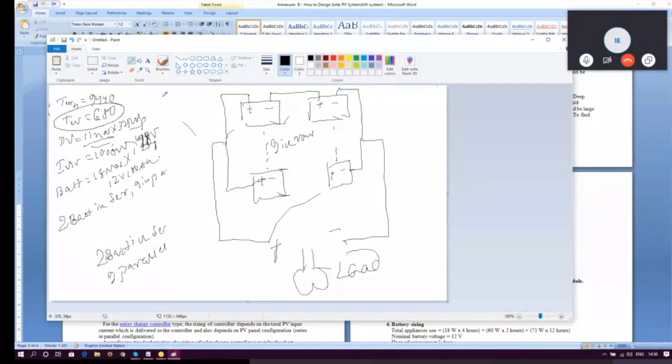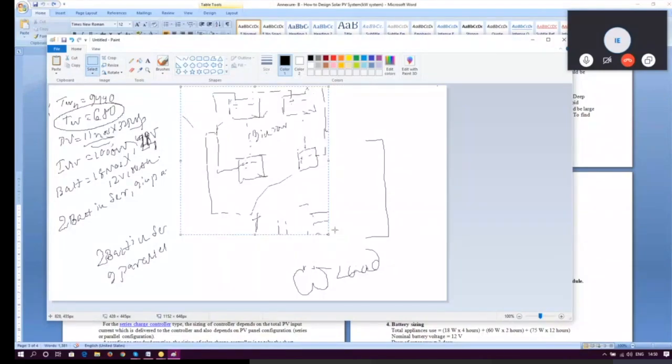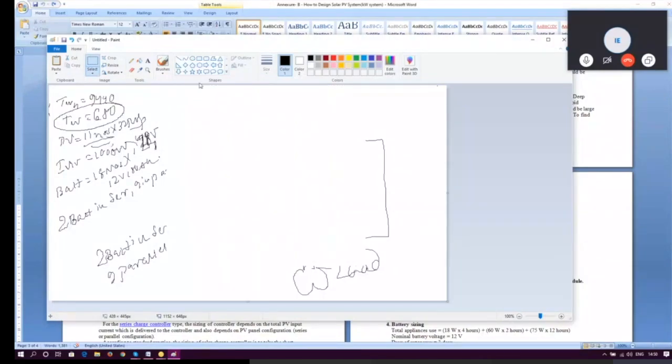The last part that we are left with is the charge controller. If we are using an inverter, a charge controller might not be required, because most of the modern inverters above 1000 watt have an inbuilt charge controller. If we don't have it, obviously we would require one.